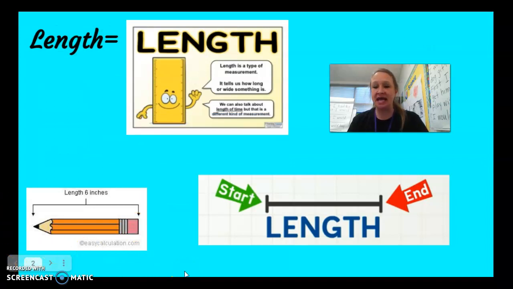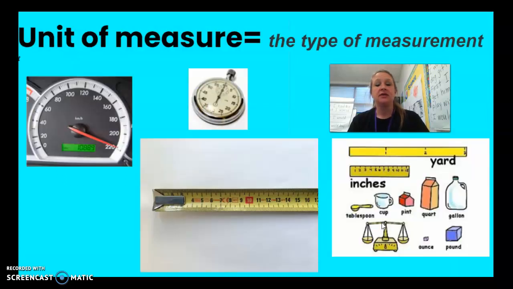First word is length. Say length. The length tells us how long or wide something is. It has a start line and an end line. Unit of measure. Say unit of measure. A unit of measure is what you're using to measure with. You can measure time, speed, length, inches, yards.